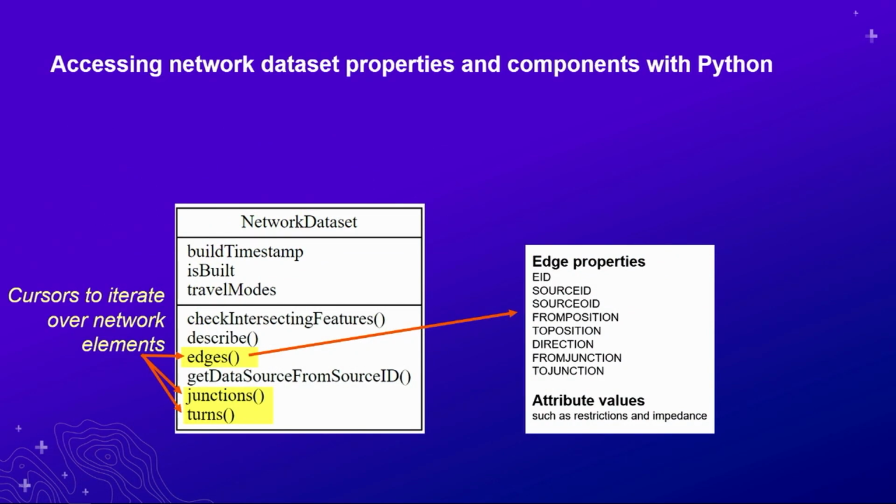So here's a representation of the network dataset class. The edges, junctions, and turns methods are the most important. Each of these returns a cursor object so you can iterate through all of the network dataset's edges, junctions, or turns. When you call the method, you can specify which properties and network attributes you want to get the value of. For example, for an edge cursor, you can get information such as the from junction and to junction, which are the IDs of the junctions connected at either end of the edge. You can also get the values of network attributes, such as restrictions or impedance values, like the travel time, for that edge.